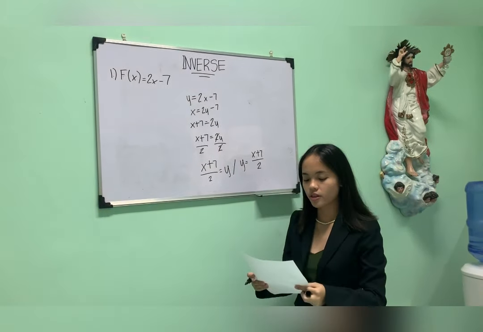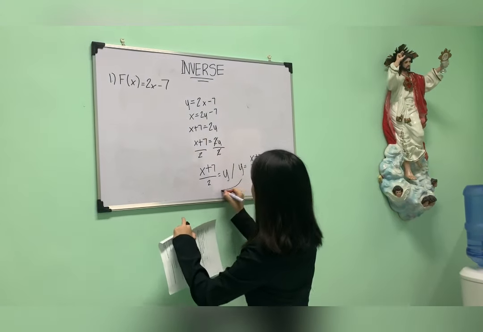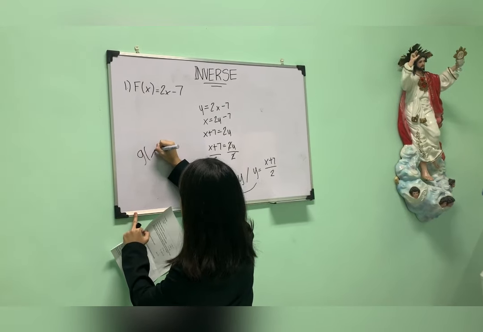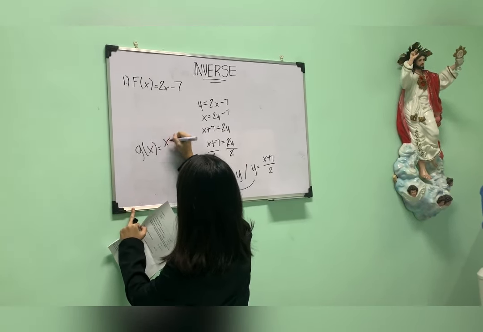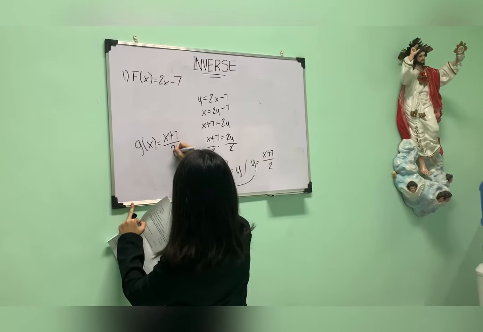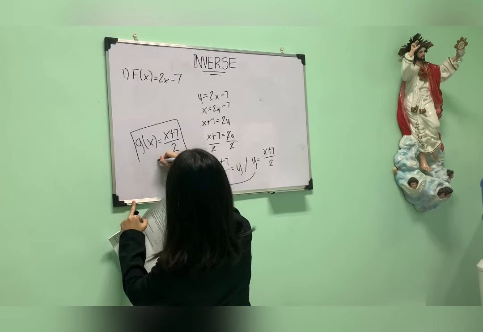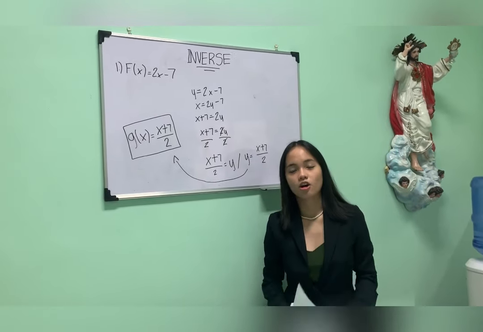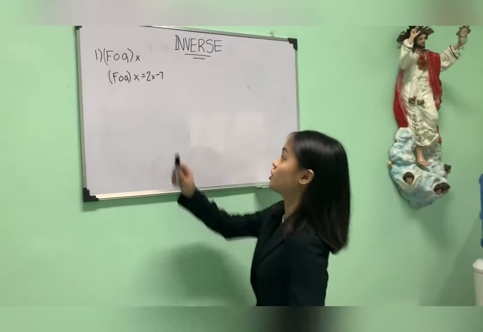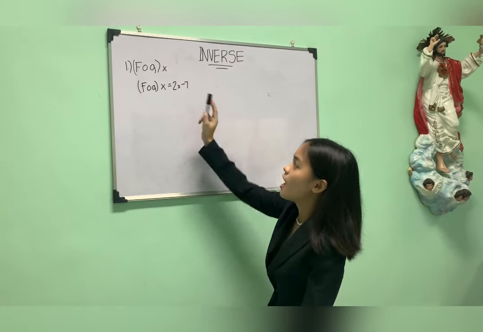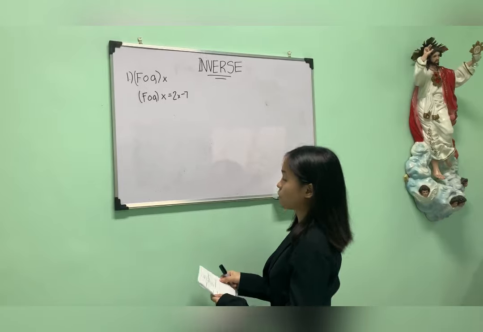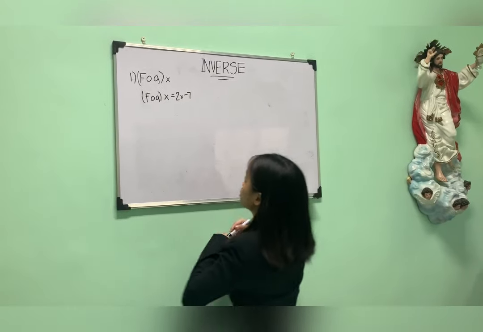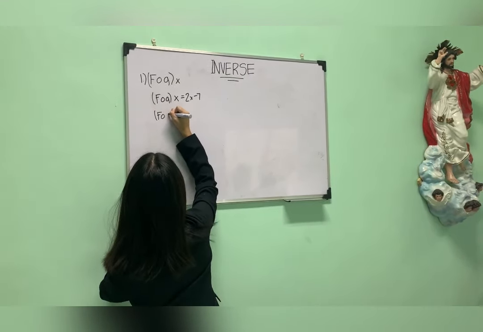Fourth step, denote the inverse as g(x). So, here, it will become g(x) equals (x plus 7) over 2. Now applying the composition of functions, f circle g is equal to 2x minus 7. How did we arrive at that? We simply substitute x by the g. So next is f circle g.